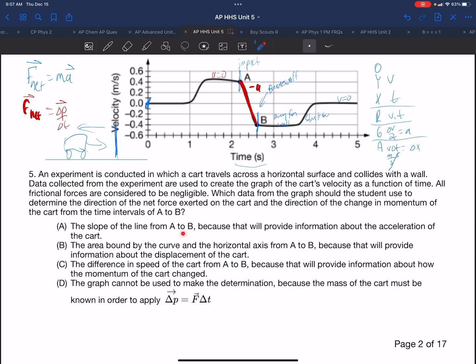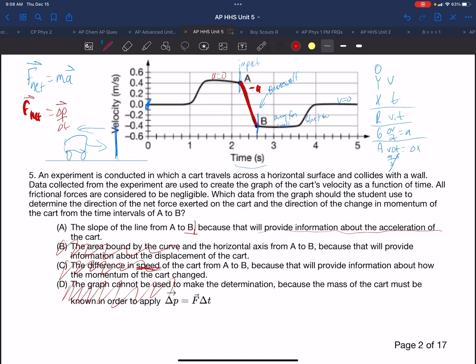So if we look at the slope from A to B, that looks like the right answer. The area is delta x, and that's not going to help us. The difference in speed doesn't give us direction because speed is not a vector. And the graph cannot be used to make the determination? Well, it can be used to make the determination. We've already established that, because it will provide information about the acceleration of the cart.